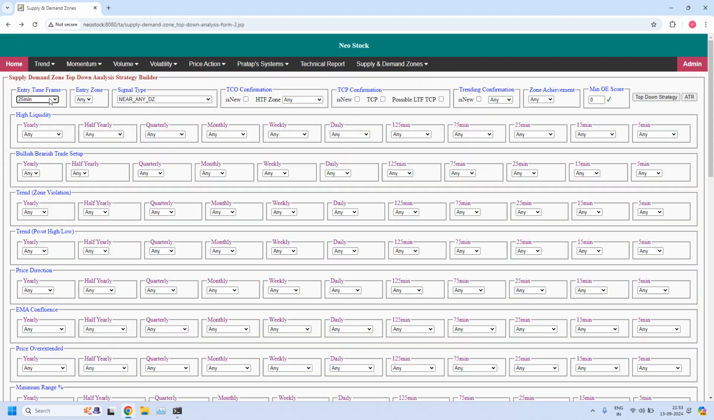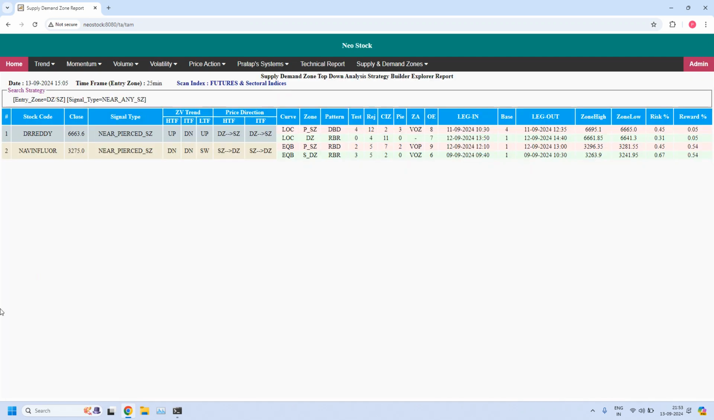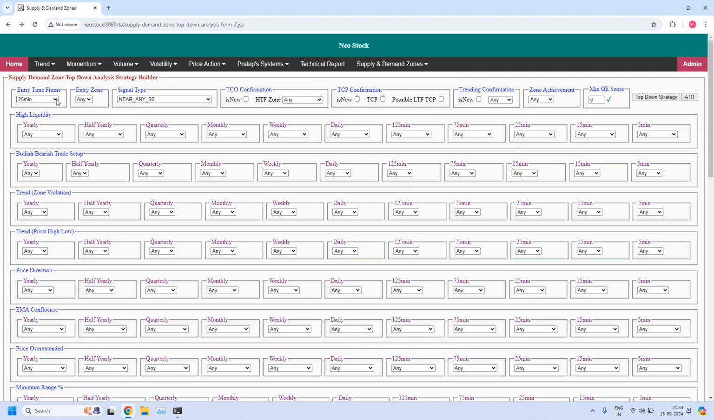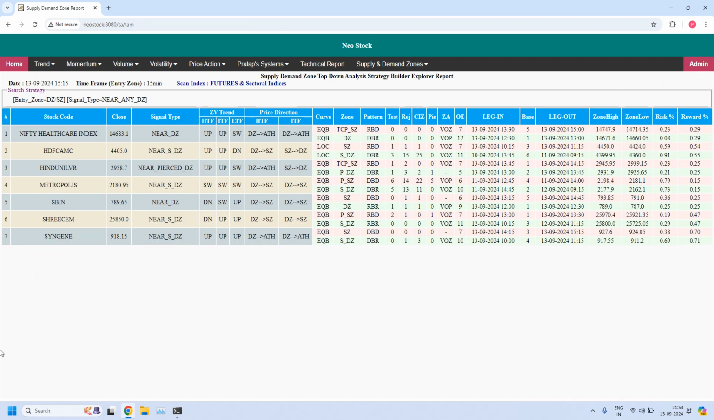Next, for the 25 minutes time frame, let us find the stocks near the 25 minutes supply zone. 2 stocks are filtered. Next time frame is 15 minutes. Let us find the stocks near the 15 minutes demand zone. 7 stocks are filtered.